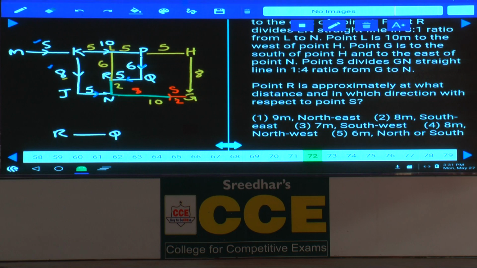And this is 2 meters. Hence 8 square plus 2 square is how much? 68 under root. Root 68 will be around 8 meters approximately. Hence the word approximately is used here. Now R is in which direction? North and west, northwest, so 8 meters northwest, that is given in choice 4. So 72 it is choice 4. Then coming to 73.